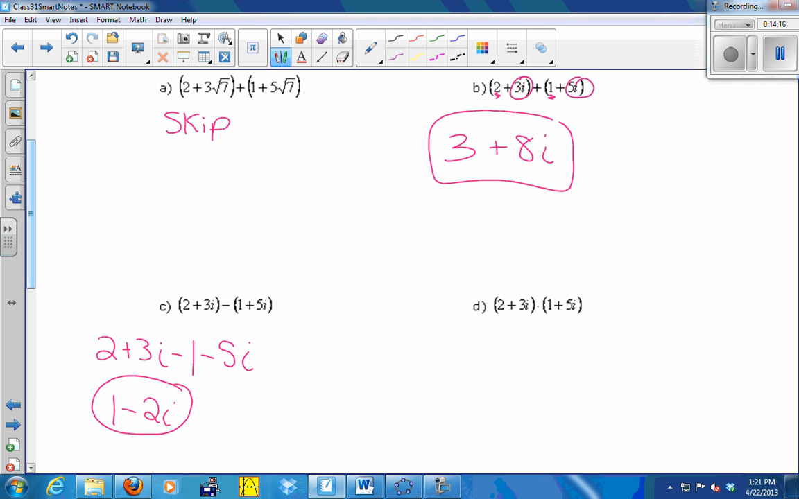Multiplication, same thing. FOIL. Just FOIL as though that i were like an x. So we have 2 times 1 is 2. That's my first. Outer is 2 times 5i, which is 10i. Inner is 3i times 1, which is 3i. And last is 3i times 5i, which is 15i squared.